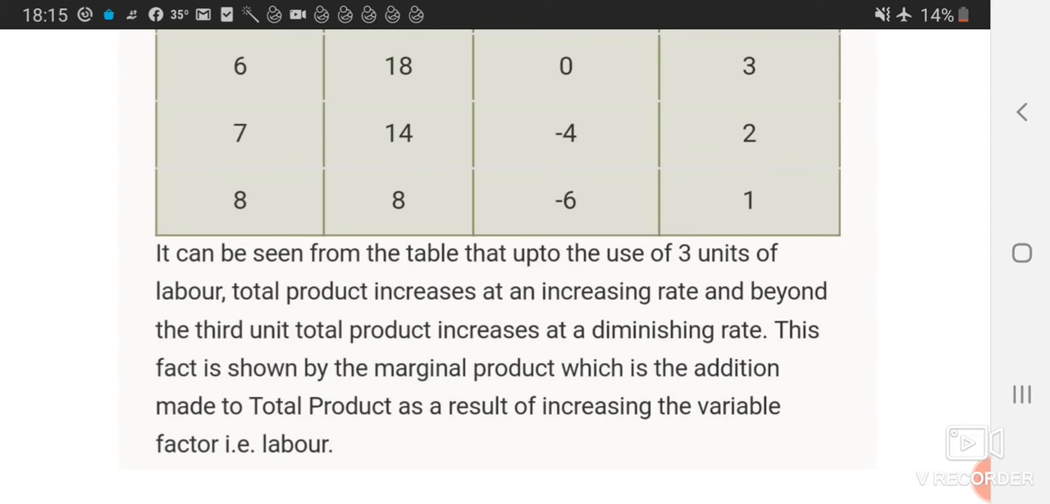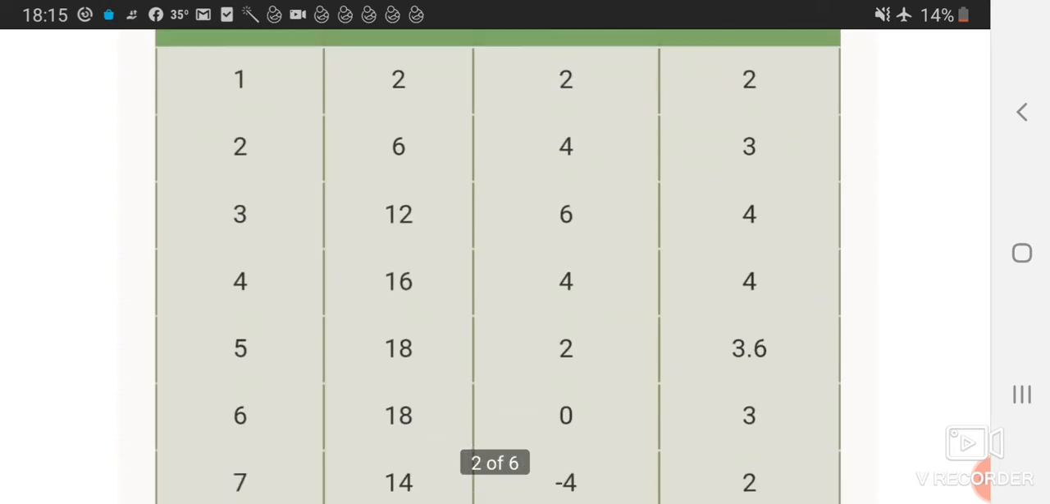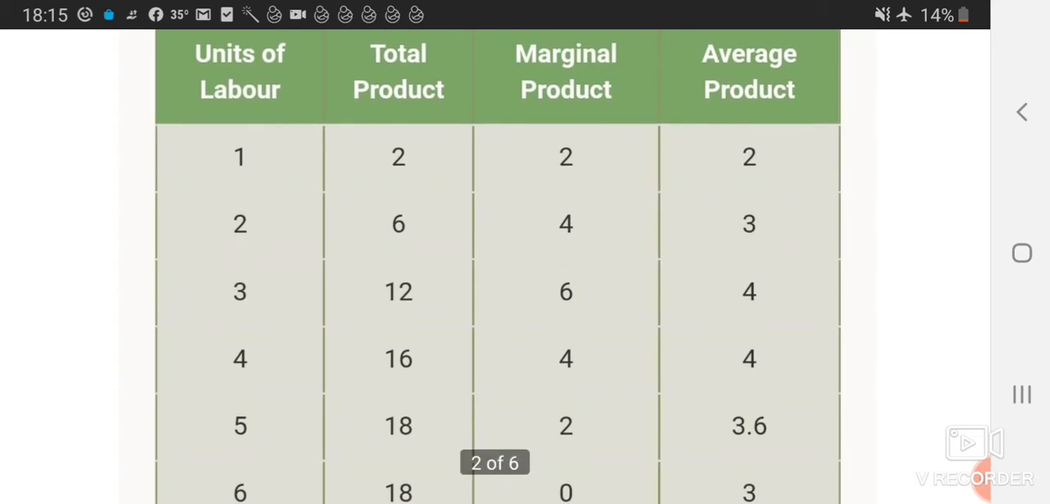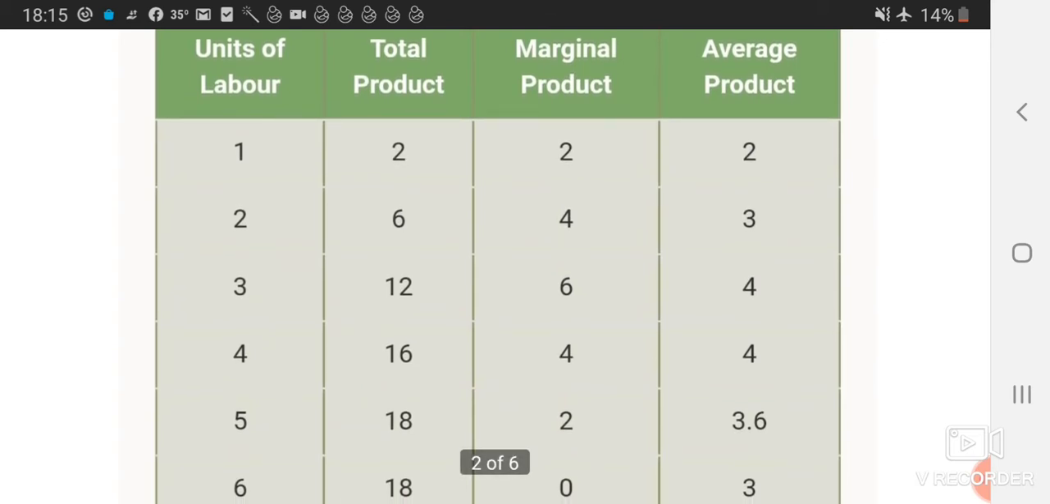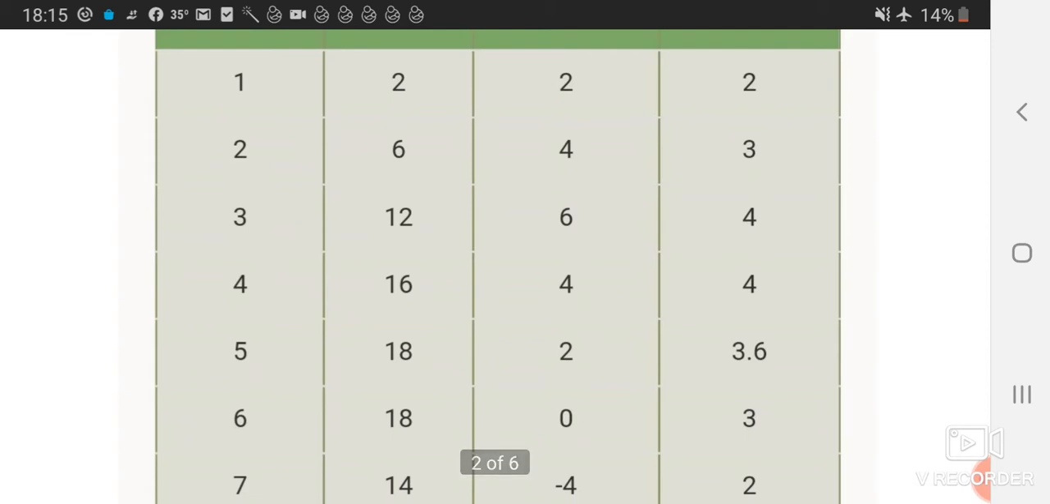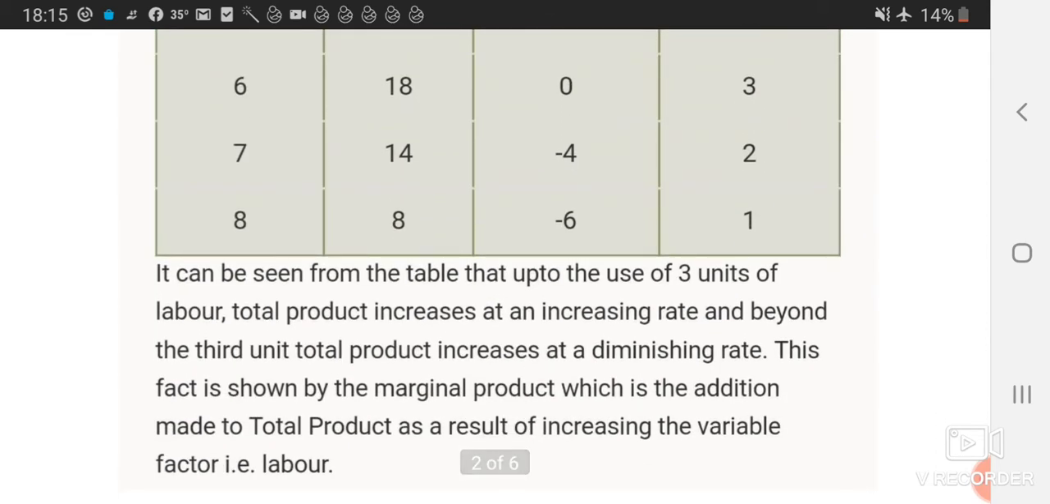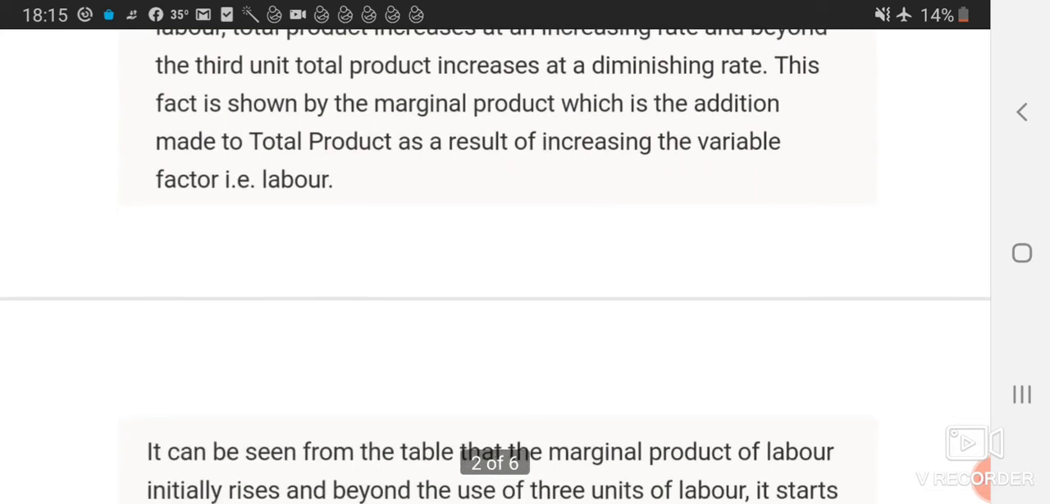This fact is shown by the marginal product, which is addition made to total product as a result of increasing the variable factor or labor. So you can see that first of all there is a change 2, then 4, then 6, then 4, 2, 0, minus 4, then minus 6. So you can see that first of all it increases and then it decreases.